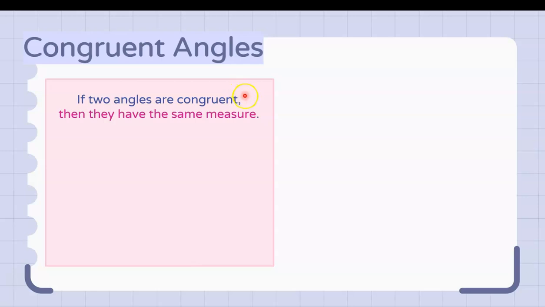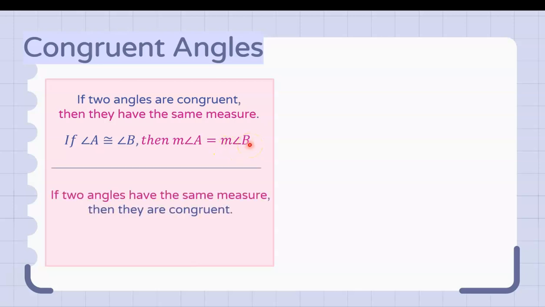Very similarly to segments, if two angles are congruent, then they have the same measure. Written out in algebraic or equation form, it would look like this: if angle A is congruent to angle B, then the measure of angle A, which refers to a number of degrees, is going to be equal to the measure of angle B. And just like with segments, we can state the converse. We can flip this sentence around backwards, and it's still going to be true. If two angles have the same measure, then we know they're congruent.